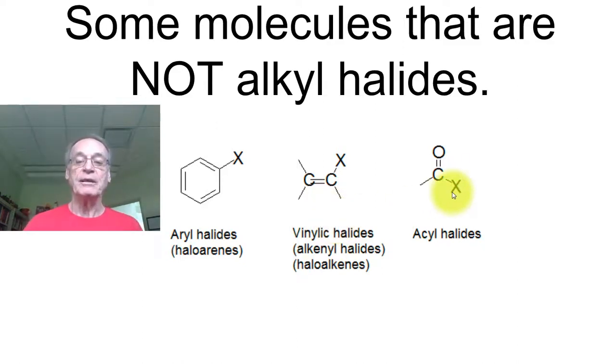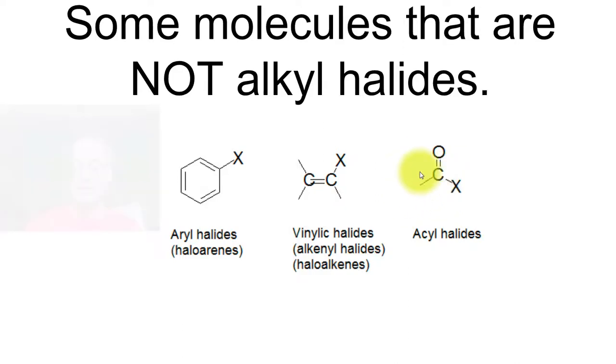And then finally, you cannot have the halogen directly attached to a carbon with a double bond O, because those are called acyl halides. They do lots of useful reactions, but not the ones I outlined for you, so they're not considered to be alkyl halides. They're called acyl halides, and that's because this group with a C double bond O and some other carbon group attached is called an acyl group, so this is an acyl halide.